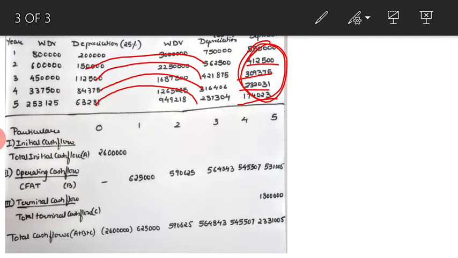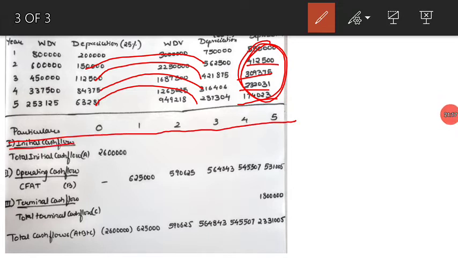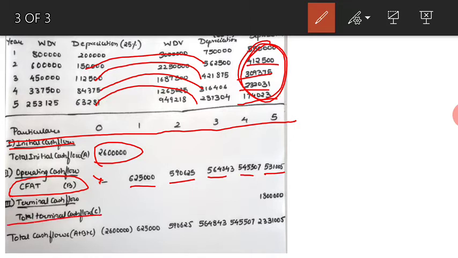So what I've done over here is I have written down all the values again. If you see particulars 0, 1, 2, 3, 4, 5, initial cash flow, yes, we have got 26 lakhs as the initial cash flow. Then operating cash flow, I have taken directly CFAT or the total operating cash flow, that is nil, it is not there in the first year. So 6,25,000, 5,90,625, 5,64,843, 5,45,507 and 5,31,105. And I have also considered the terminal cash flow. So terminal cash flow is 18 lakhs only for the last year.